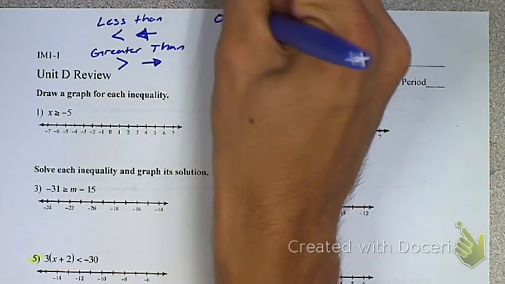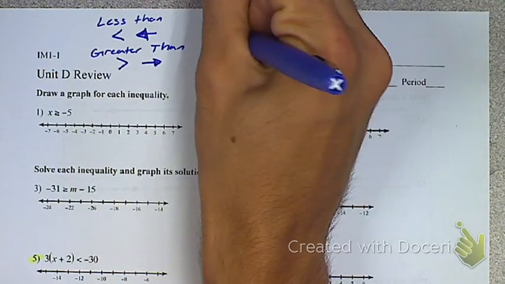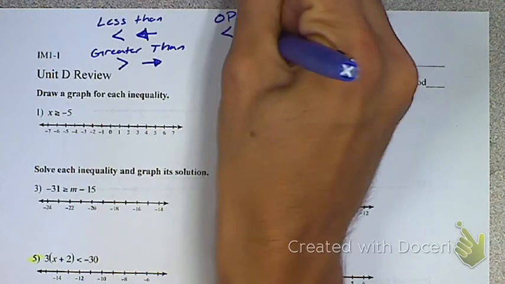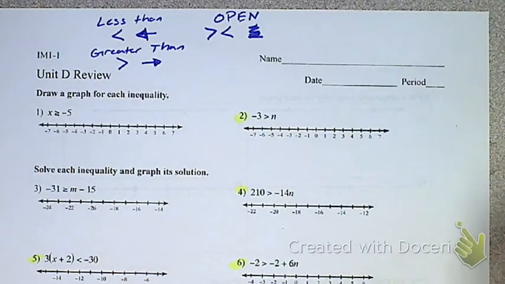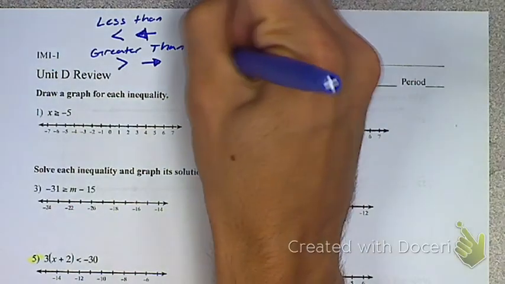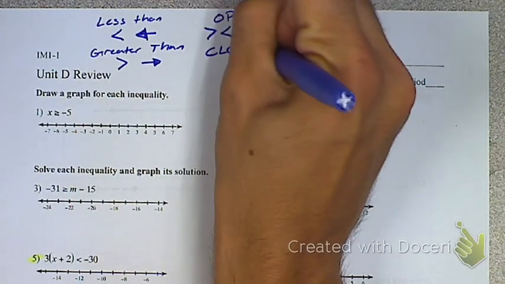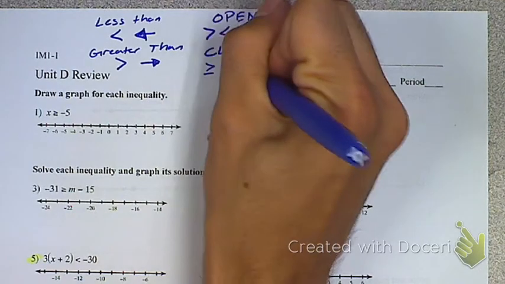Open circles for these two. Whoa, that's wrong, for these two. Closed for those two.